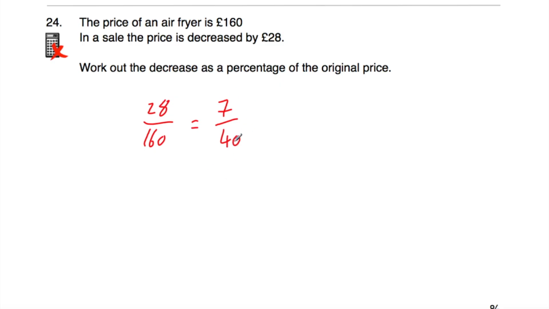And now I'm going to change that to a decimal. So I'm going to do 7 divided by 40 using the bus shelter method, okay? And then once I do 7 divided by 40, I'll then know what 28 out of 160 is as a decimal, and then I can write that as a percentage. So how many 40s go into 7? 0 remainder 7. How many 40s go into 70? That'd be 1 remainder 30.